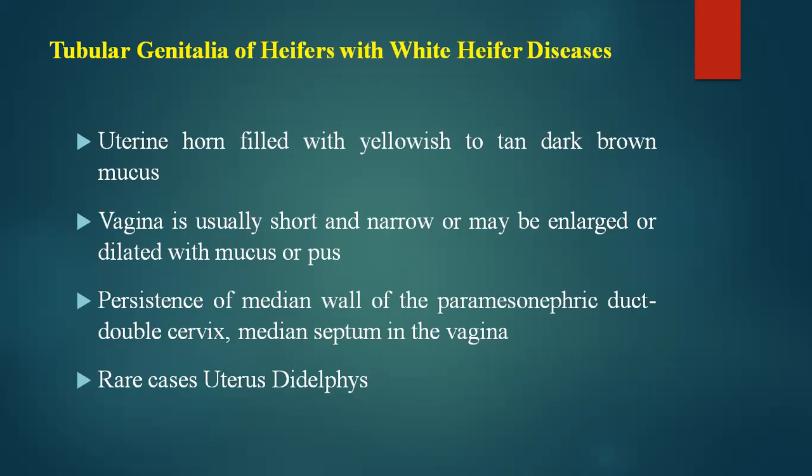So basically what happens, the paramesonephric ducts are two tube-like structures which fuse in the caudal part. If this fusion is not complete, then we can have a partition separating cervix and the cranial part of the vagina. That is what we call persistence of median wall of the paramesonephric duct. And rare case of uterus didelphys can be there.